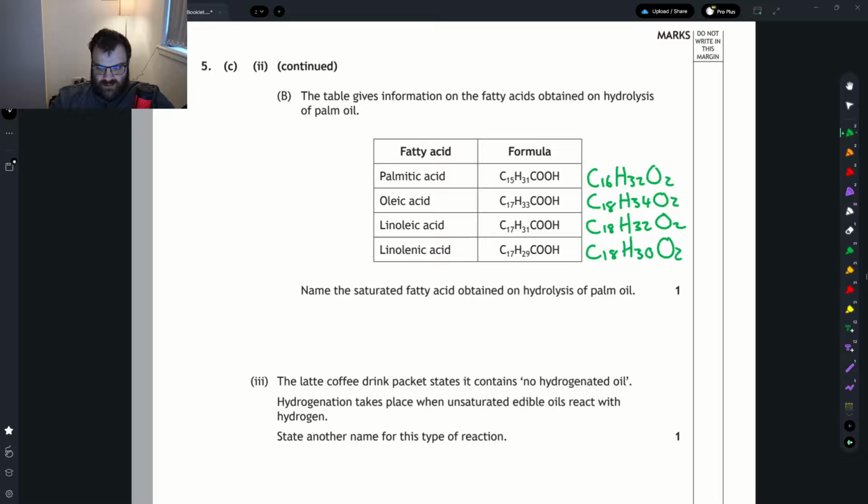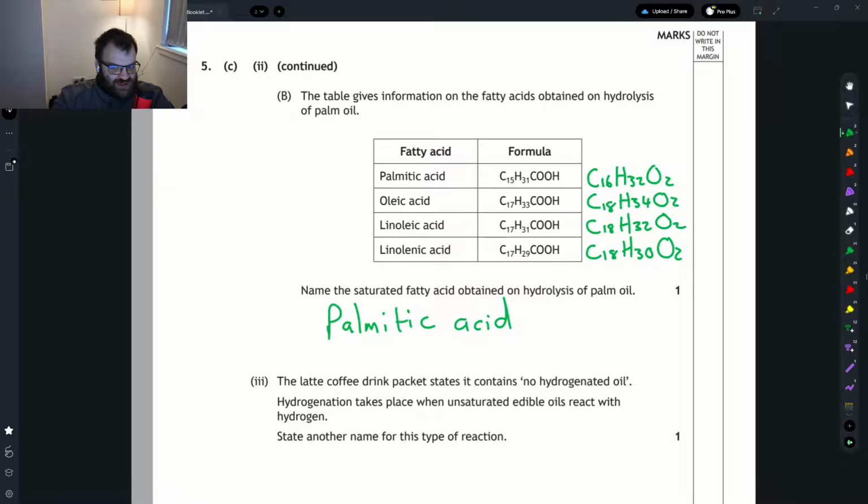If you look at the connections between the carbons and the hydrogens, only the first one is times by 2. It's just double it. The rest of them are all double and then either take away 2, 4, or 6. The reason for that is the only saturated one is the one that has CnH2n, and that is palmitic acid.